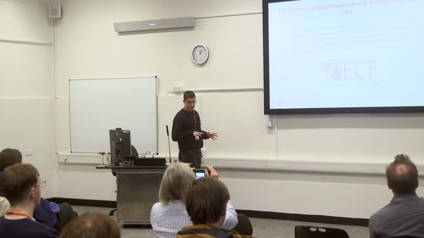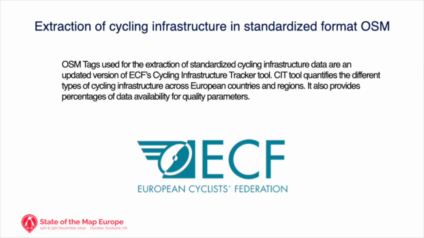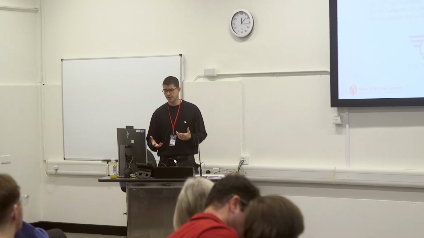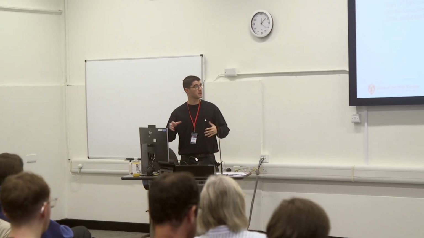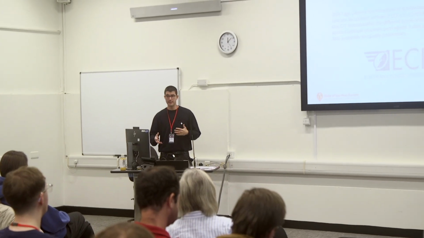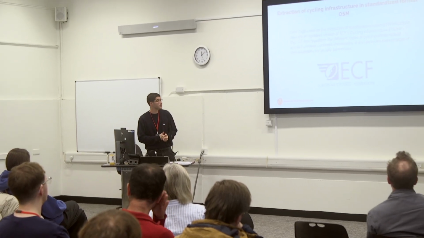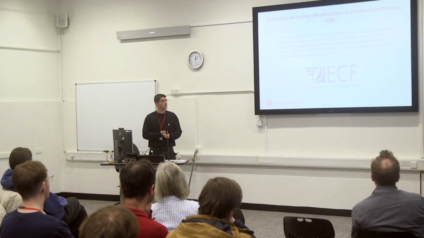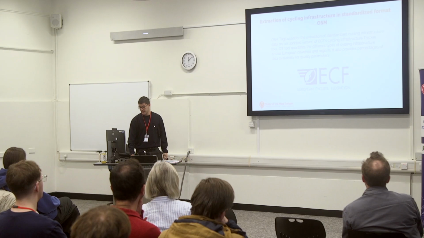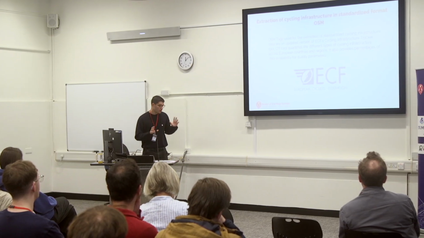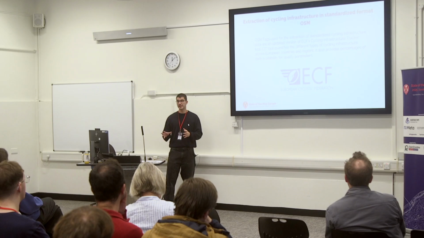All the tags that I described are an updated version of the cycle infrastructure tracker that we have developed from the European Cyclists Federation. This is an updated version. Currently on our website, it's the previous version, but in the coming months, we will also update it with these new tags. And also it has some percentages of availability for quality parameters in the website. Okay, that's the part of the OpenStreetMap extraction.